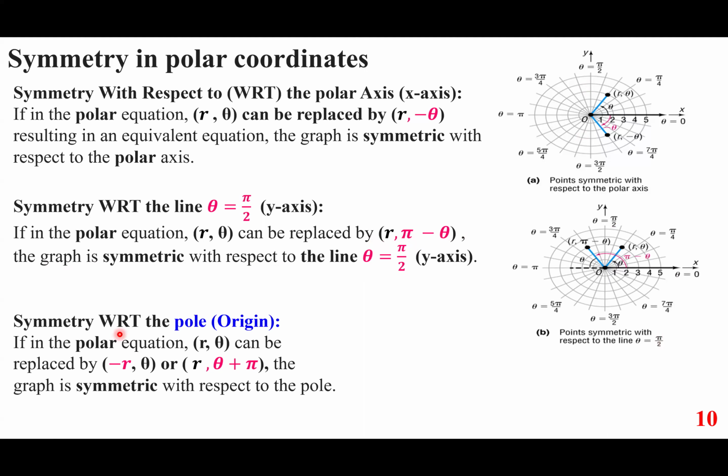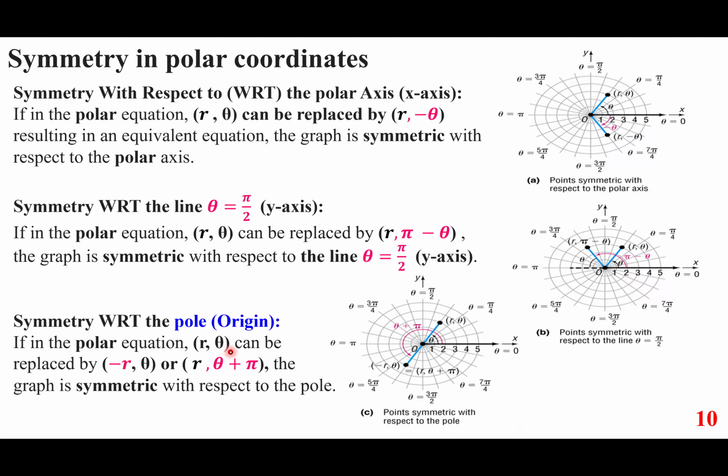Finally, symmetric with respect to the pole, or the origin. If the polar equation (r, theta) can be replaced by (negative r, theta) or (r, theta plus pi), the graph is symmetric with respect to the pole. You have to check both of them. Sometimes one of them fails, but the other doesn't.